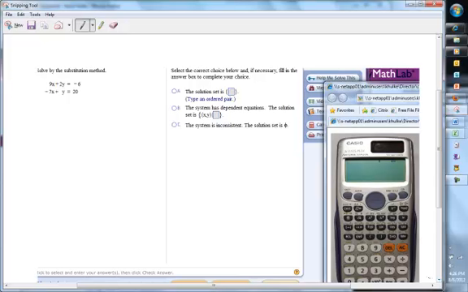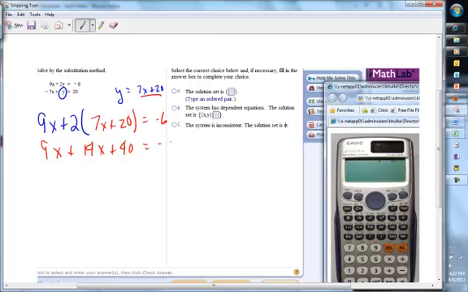Okay, substitution. So instead of writing y, it's going to equal 7x plus 20. So in our first equation, 9x plus 2 times, instead of writing y, we're going to write 7x plus 20, just like we did here, equals negative 6. 9x plus 14x plus 40 equals negative 6. That's 23x. Subtract 40 from each side, and you get negative 46. Divide by 23.